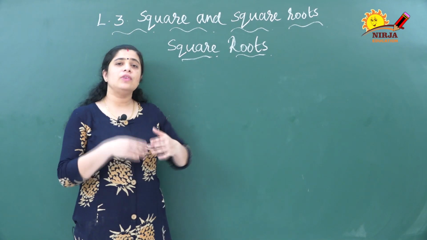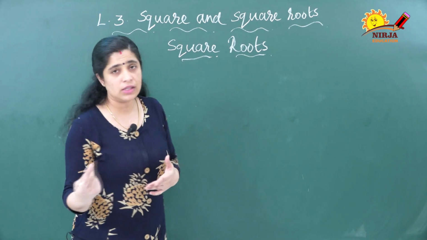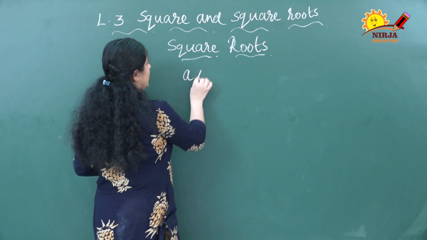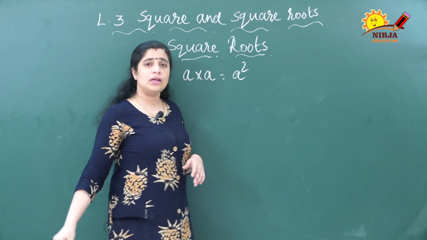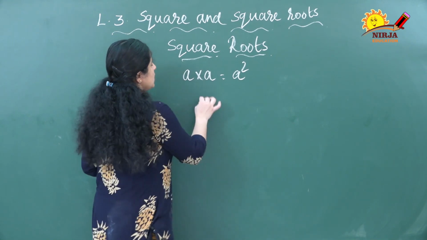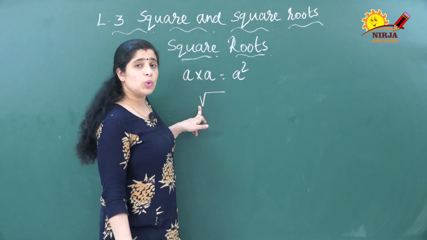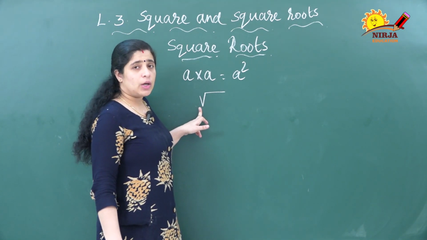So we know that when you are multiplying a number by the number itself, you are getting its square. Suppose I am taking a number a. When you multiply a by a, you are getting a square, and it can be represented as a squared. The reverse of this is the representation of square root. This symbol is used to represent the square root.